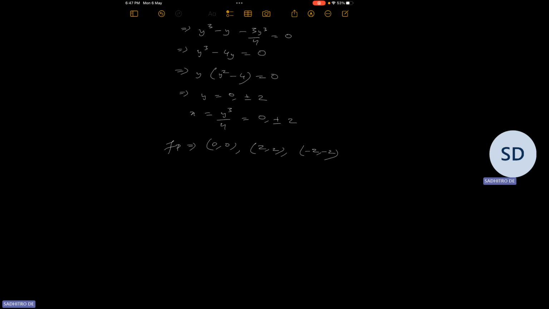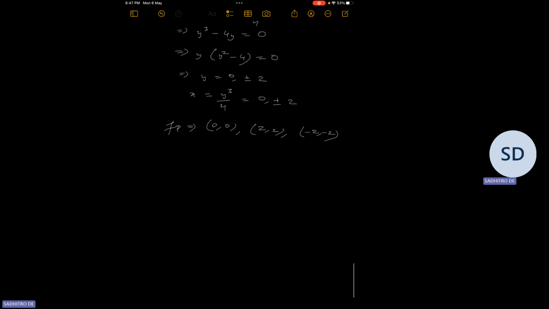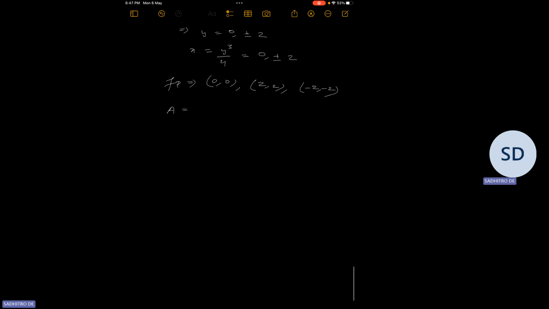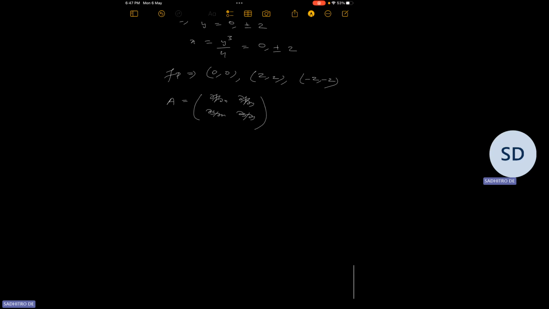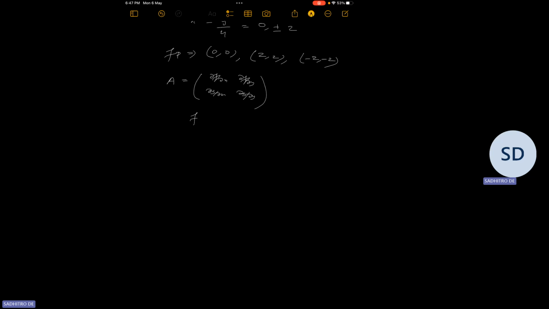So the Jacobian matrix, which is A, is basically given by f is equal to y cube minus 4x and g is equal to y cube minus y minus 3x.